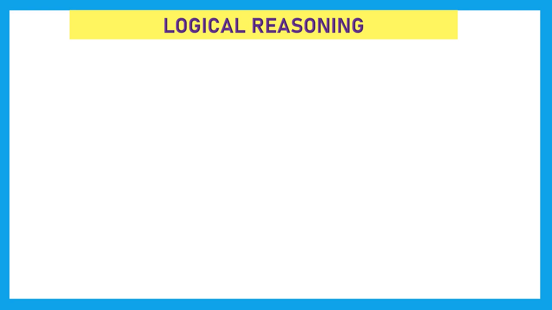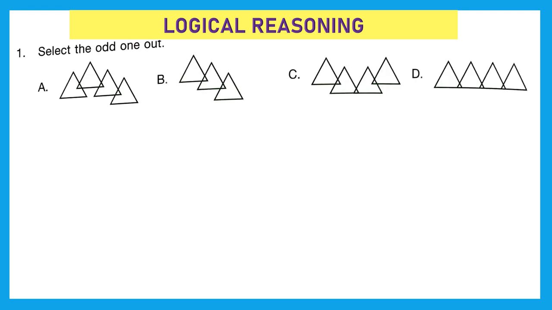First section is logical reasoning. Question 1. Select the odd one out. Option A has 4 triangles. Option B has 3 triangles. Option C has 4 triangles. And option D has again 4 triangles. So now we know that our correct option or the odd one out is option B because it has 3 triangles. And the number of triangles in other options is 4.